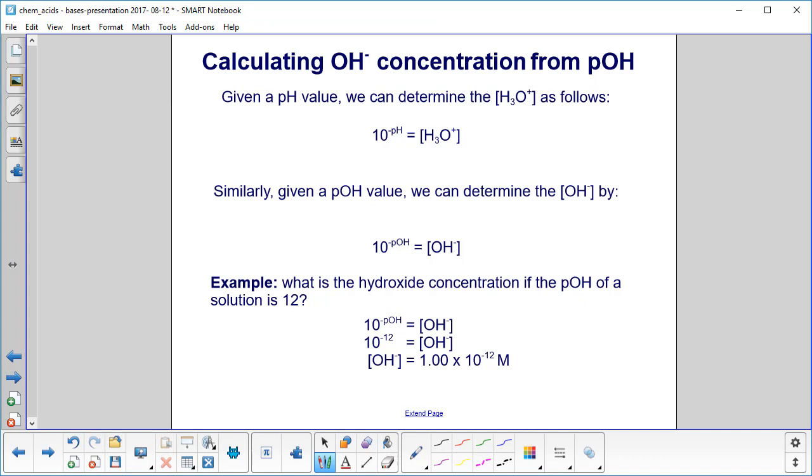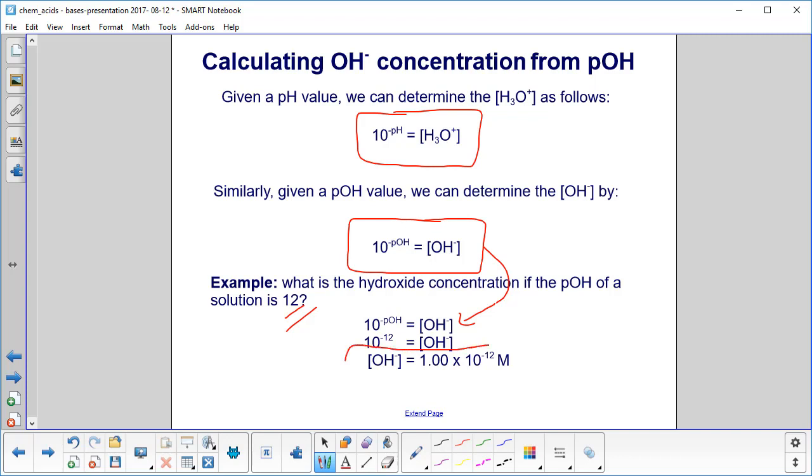What if we're given a pOH value and we want to find the OH concentration? We do it the same way we did with the pH, where if we had pH, we could find the hydronium ion concentration by this equation. So if we have pOH, we can determine the hydroxide ion concentration. So let's have a pOH of 12. Here's our equation right here, right? Comes right down from there. Put in negative 12 for the pOH, and then put that on your calculator, or just realize that 10 to the minus 12th is 1 times 10 to the minus 12th molar.